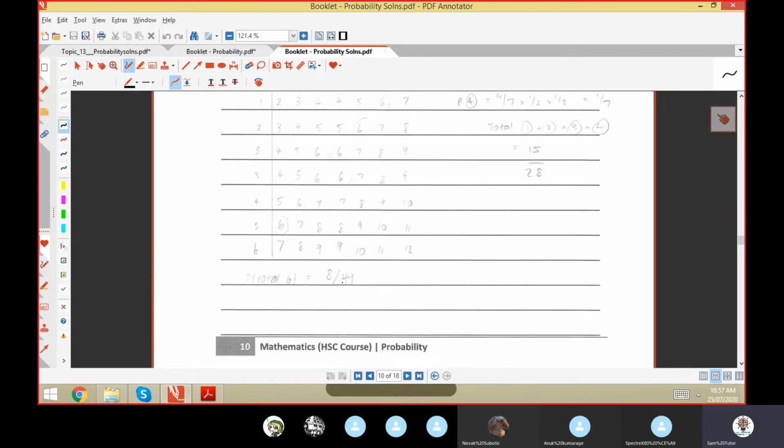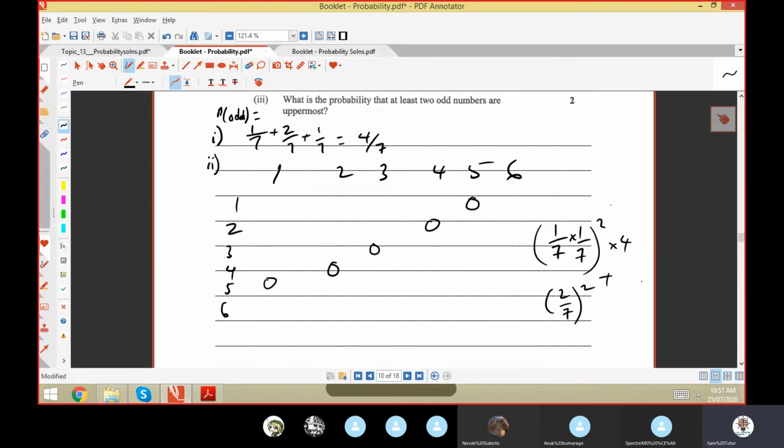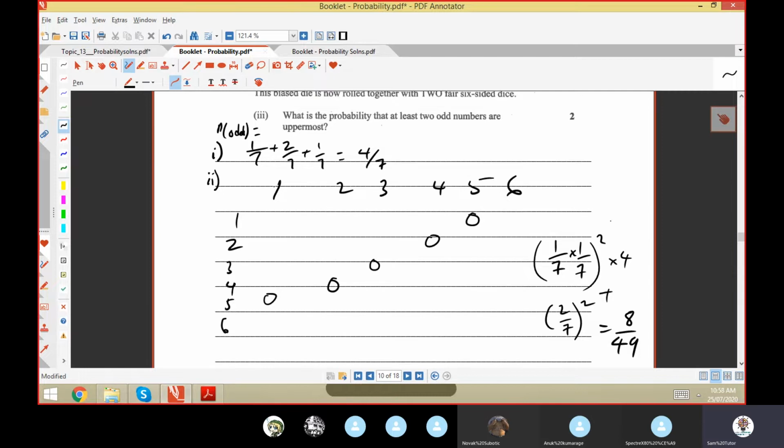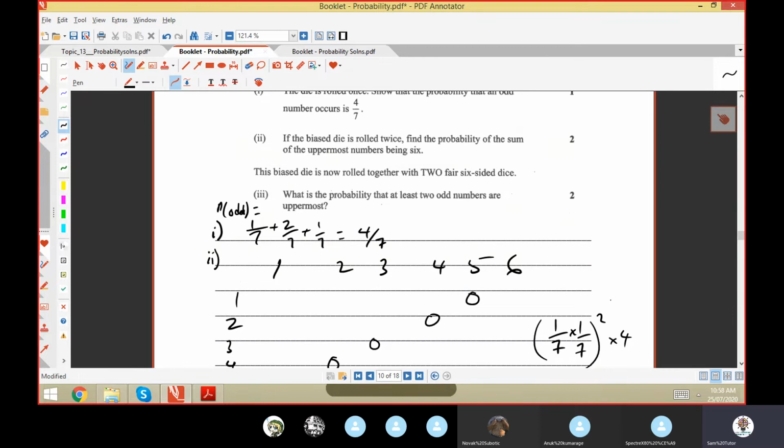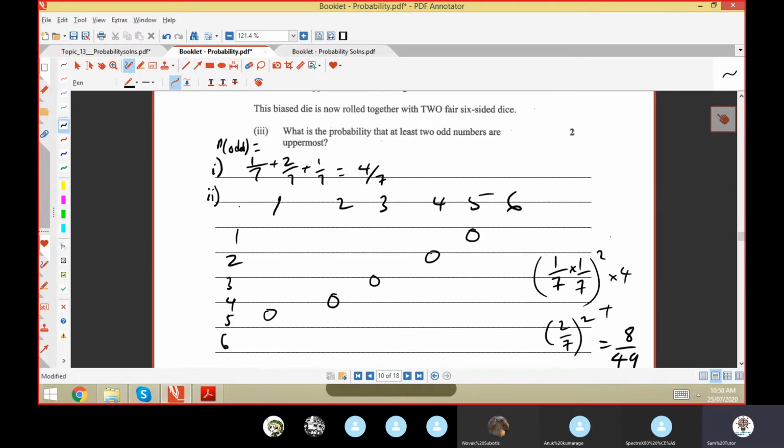We have a total of 6, 8 out of 49. Right, let's see if my answer adds up. 1 out of 7 squared times 4 plus 2 on 7 squared is 8 out of 49. Alright, good, I haven't lost it. Unfortunately, I was trying to list it, and the problem with the list is that because it's biased, you might get into some problems. Instead, I decided to draw up our table and just see it a little bit more clearly. It's probably a bit easier.